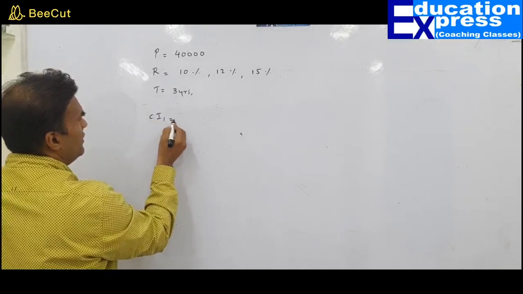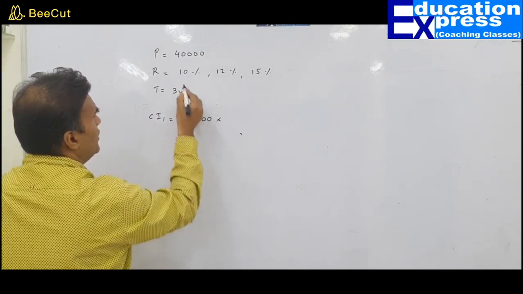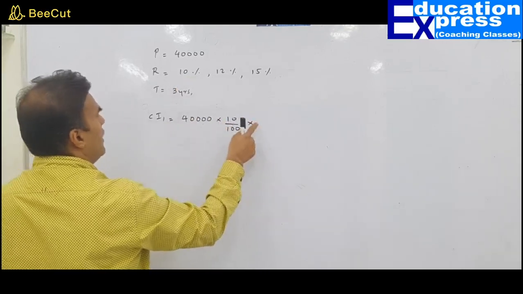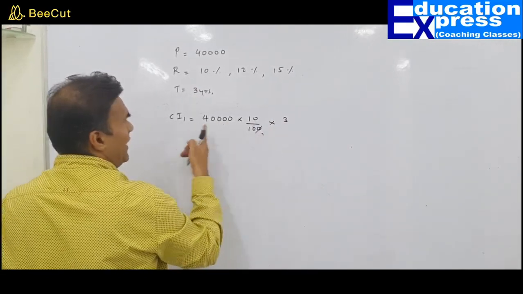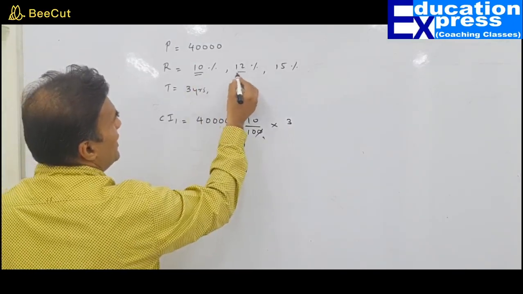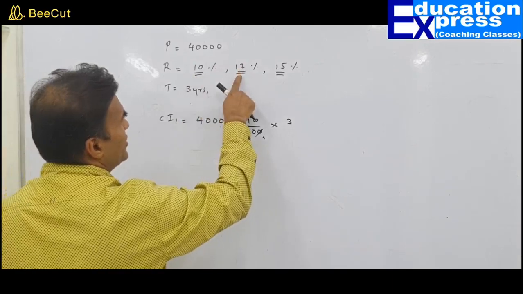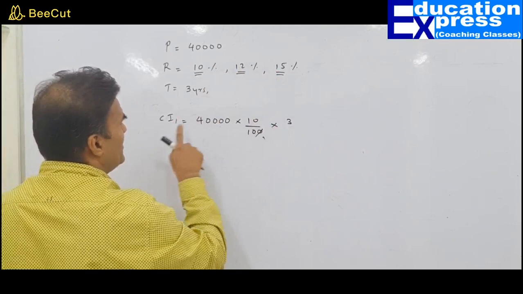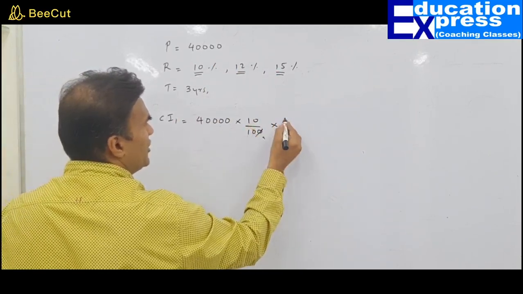For the first year, principal is 40,000 into rate 10%, so P into T into R upon 100. Time is 3 years. Now can we take 3 years? The answer is absolutely no. Because different rates are given for different timing. First year is 10%, second year is 12%, third year is 15%. Don't ever make the mistake of writing 3 years. This is for first year, so you have to write just one.